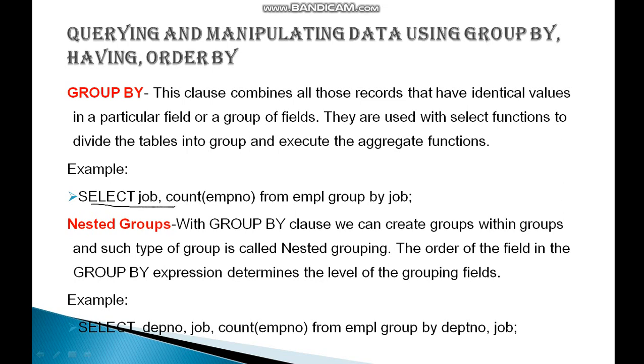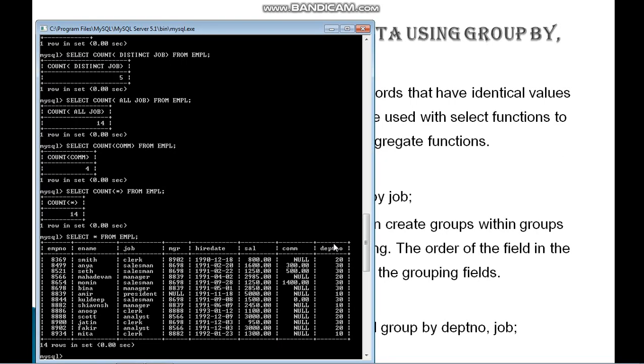You have: select job, count employee number from employee group by job. Now what is the meaning of this query? It will select a job. Then it will count, meaning for a particular job how many employees are working. And group by job. Group by means, let us see practically here, you will understand.